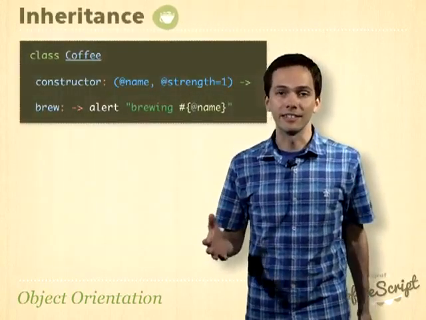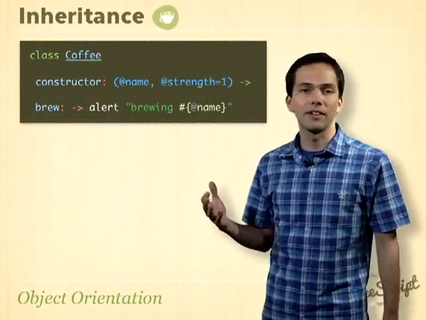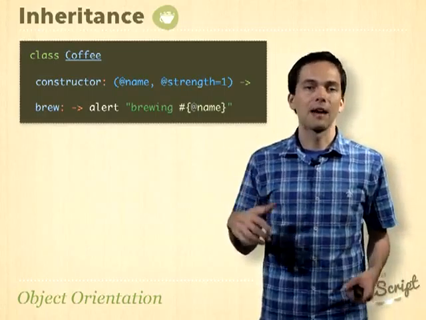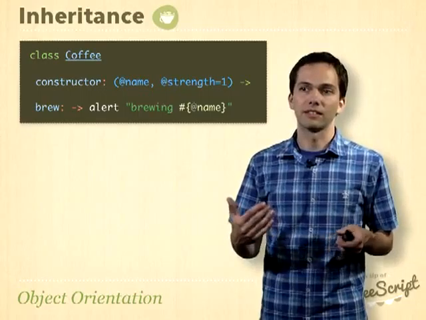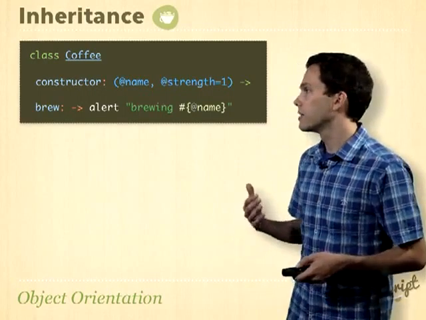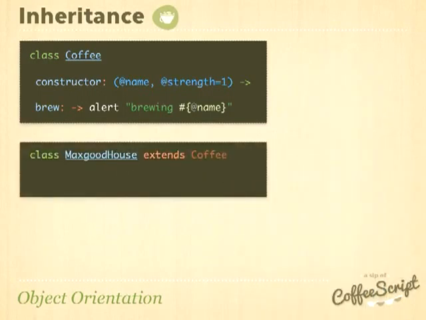But how do we do inheritance in CoffeeScript? What if we have a coffee class like this and we want to have sort of a category, a type of coffee that's under a certain category? We might, for instance, have class Max Goodhouse extends coffee. And if we just instantiated Max Goodhouse, it would work just like the coffee class.